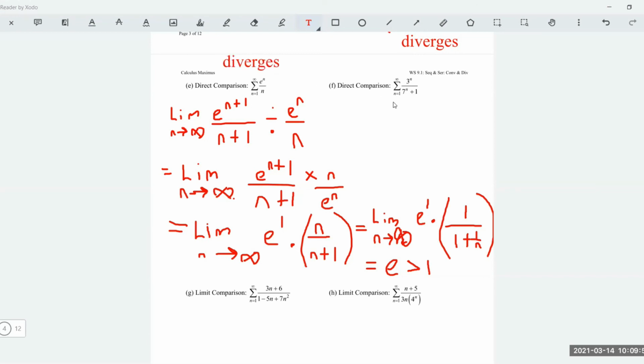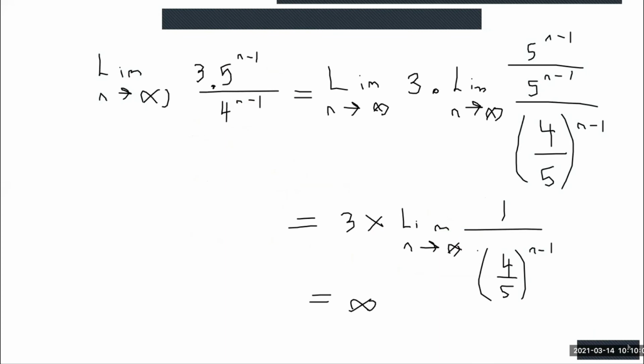Diverges. Let's look at direct comparison now. Using direct comparison, I'm going to do this one on the whites, for the sum from 1 to infinity of 3 to the n over 7 to the n plus 1.